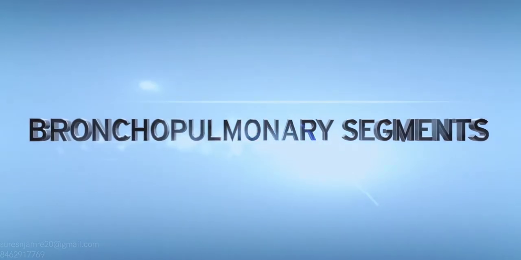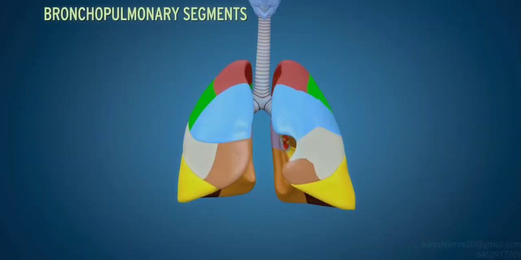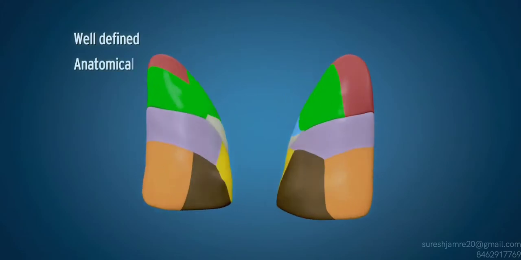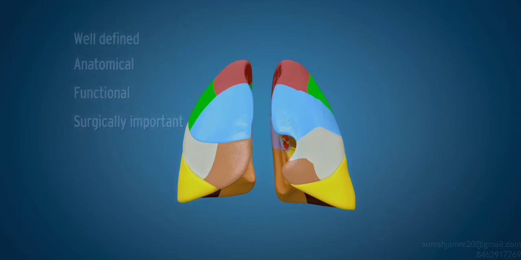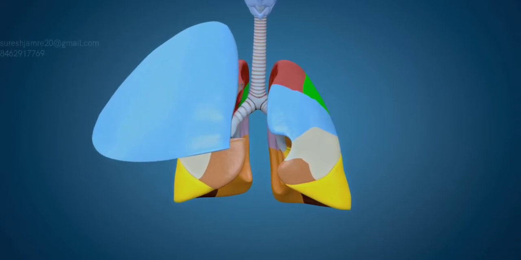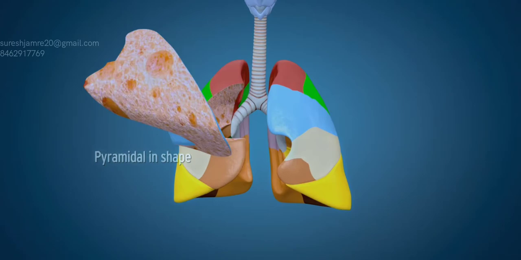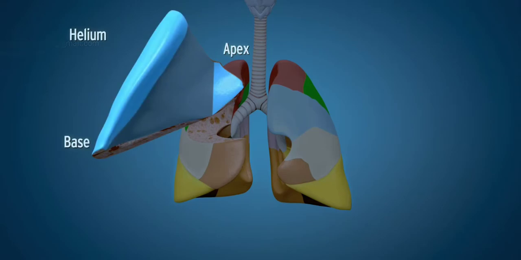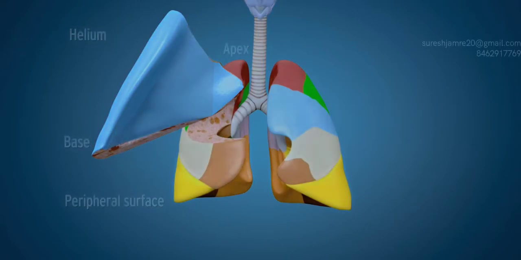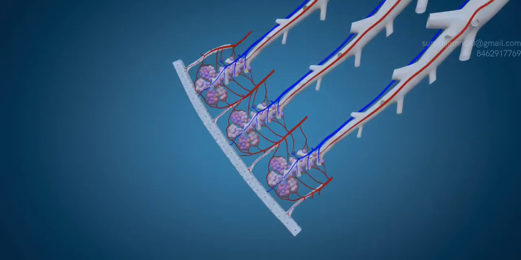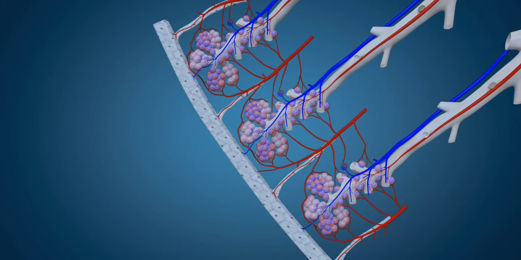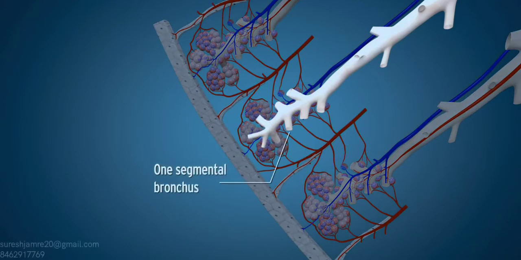Bronchopulmonary segments. These are well-defined anatomical functional segments of lung which are surgically important. Each segment is pyramidal in shape, with its apex directed towards the hilum and base towards the peripheral surface. Each bronchopulmonary segment is supplied by one segmental bronchus and one segmental artery.